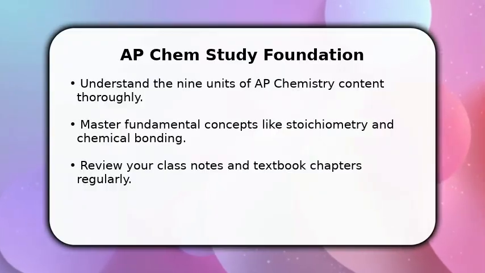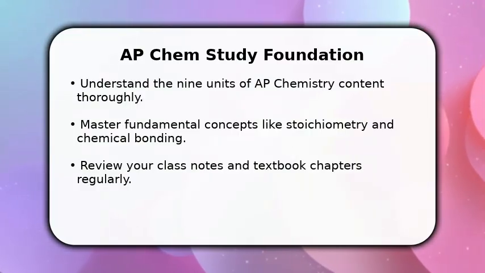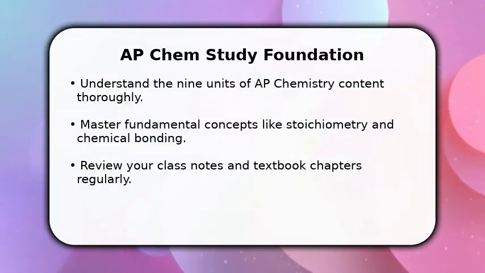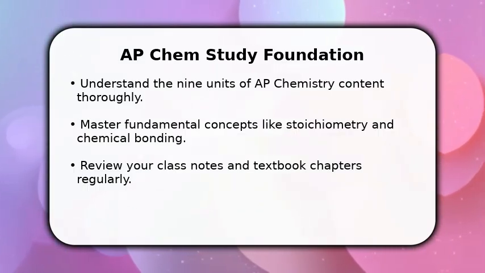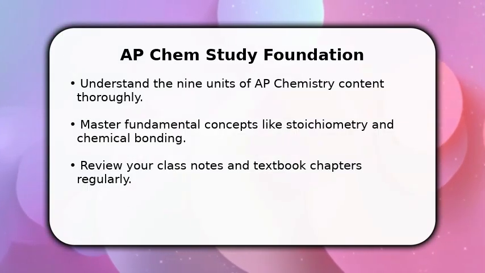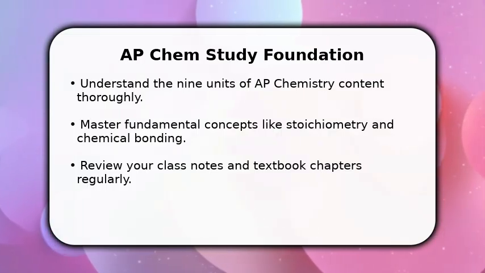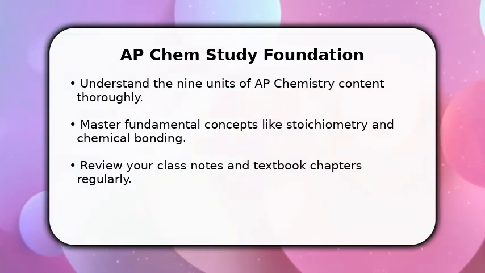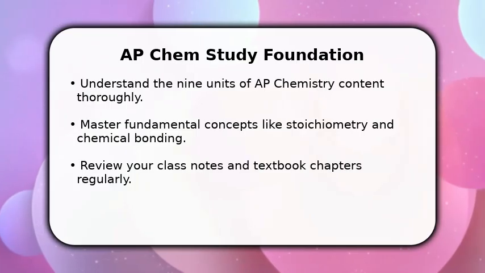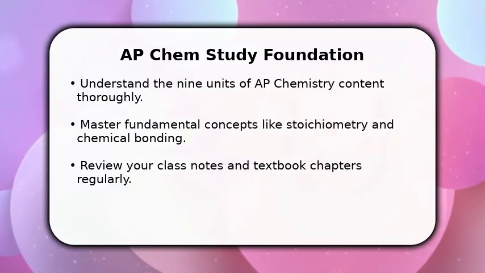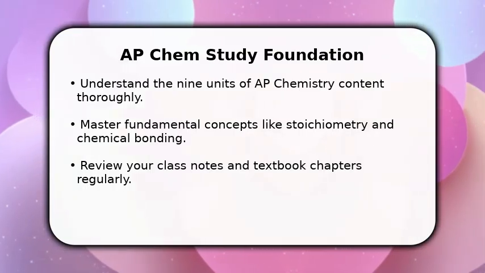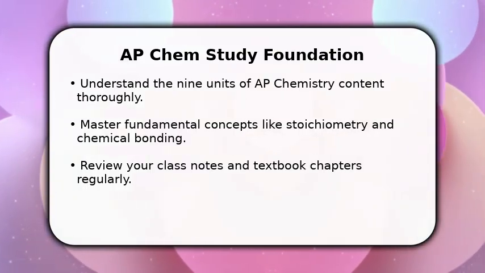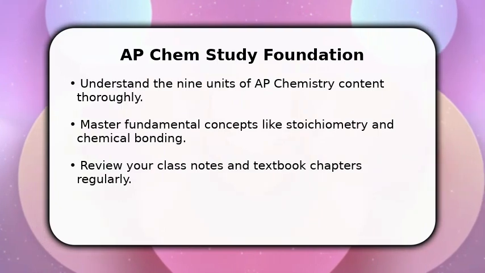In this video, I will explain how to study for the AP Chemistry test. First, ensure you have a solid grasp of all 9 units of content. This means understanding core principles like atomic structure and chemical reactions. Regularly review your class notes and textbook chapters to reinforce these foundational concepts. Building this strong base is crucial for tackling more complex topics later on.